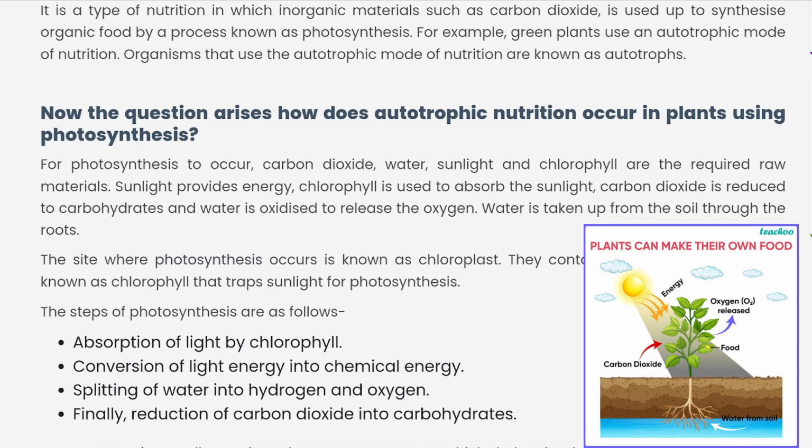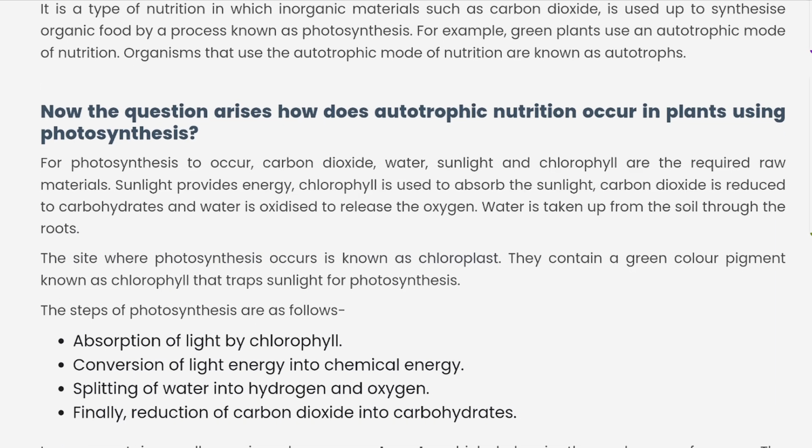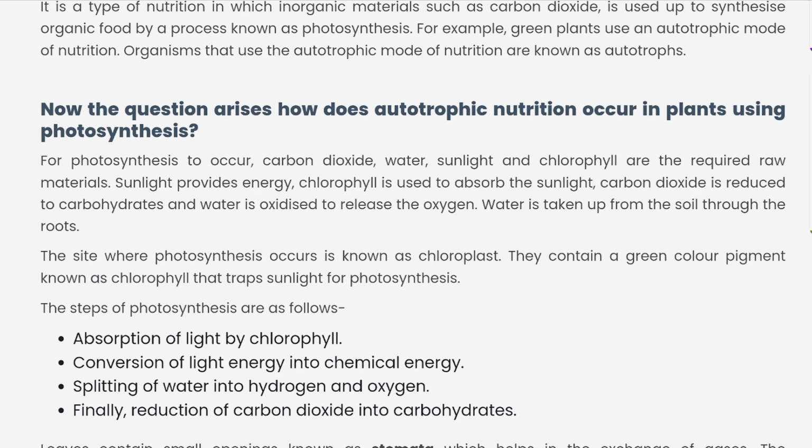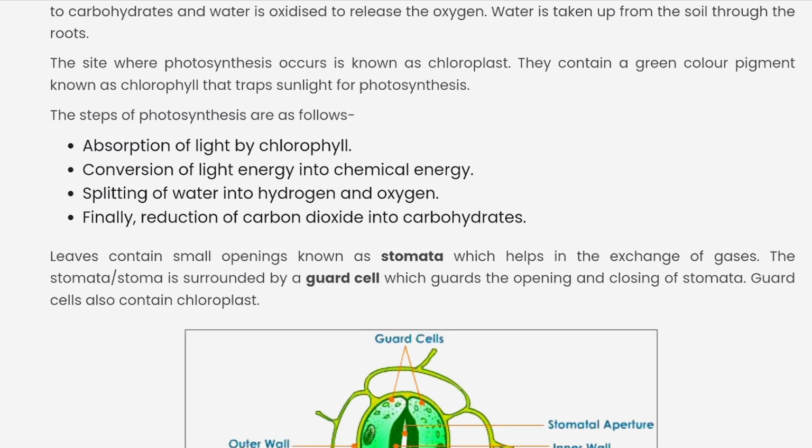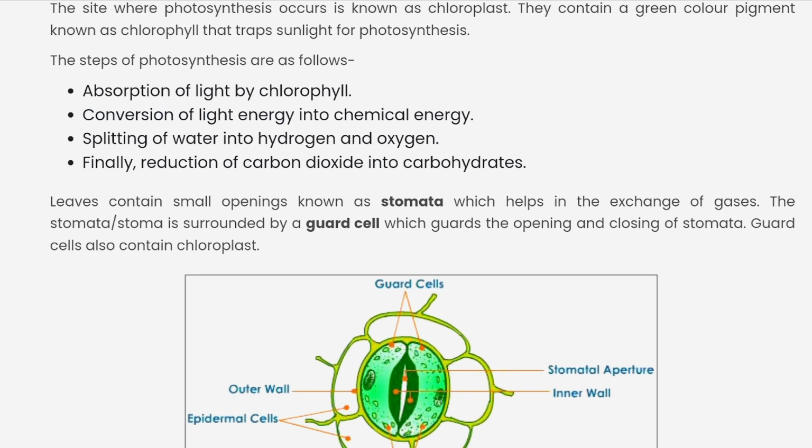The site where photosynthesis occurs is known as chloroplast. They contain a green color pigment known as chlorophyll that traps sunlight for photosynthesis. The steps of photosynthesis are as follows. Absorption of light by chlorophyll. Conversion of light energy into chemical energy. Splitting of water into hydrogen and oxygen. Finally, reduction of carbon dioxide into carbohydrates.